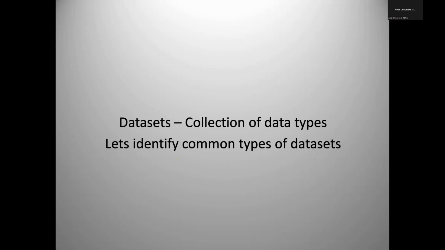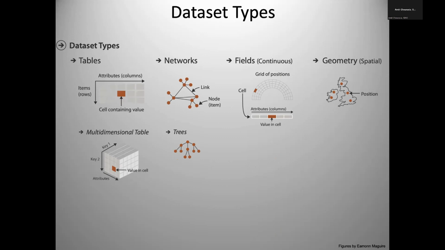A data set, in this case, is a collection of data types. And so if you look at this definition, then we have different types of data sets. Table is one type of data set where the items are rows. Network is another type of data set where you have nodes and links. Field data could be another type where something is being sampled along a grid. So here we are seeing a curvilinear grid where we are sampling the data.